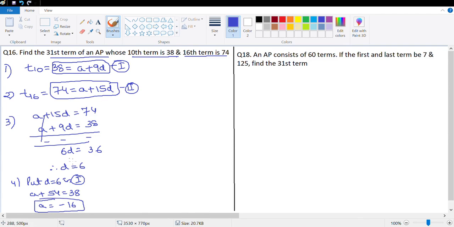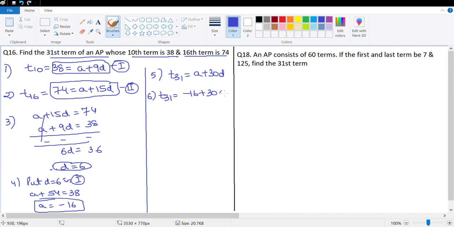Now let's check the question. They want us to calculate the 31st term. So T31 will be equal to A plus 30 times D, which means T31 will be equal to A, which is negative 16, plus 30 times D. D was 6. So this is negative 16 plus 180, and that would be equal to 180 minus 16, 164. That's correct, 164. So the 31st term of this AP is 164. Brilliant. Let's look at the next question.